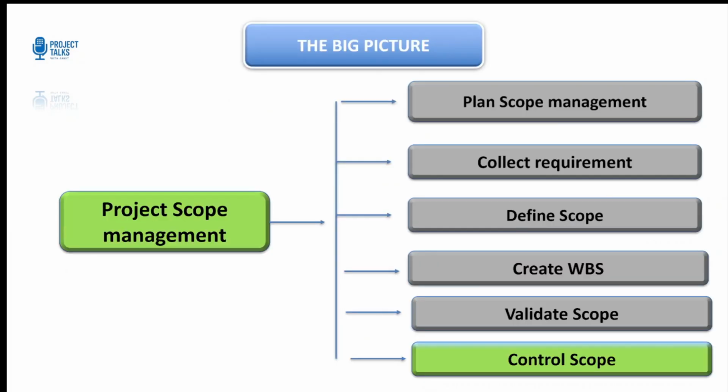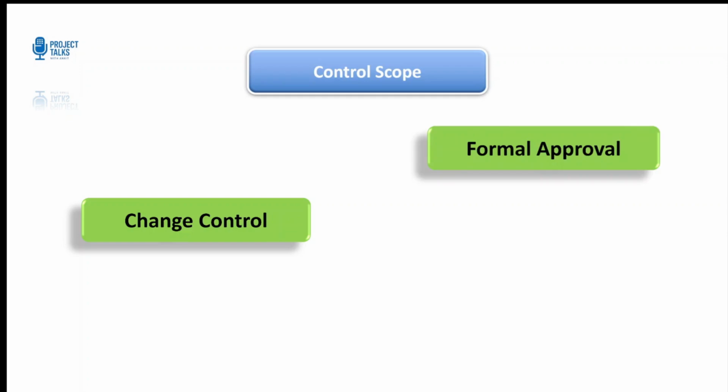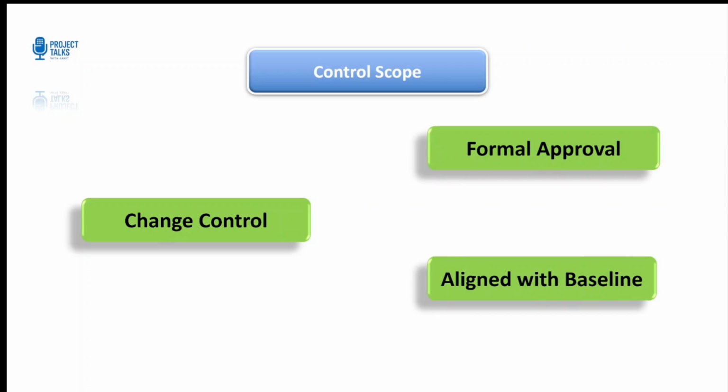All right. So far we have discussed plan scope management, collect requirement, define scope, creating WBS, validate scope. Now let's come to the final one, which is control scope. This is where the change control comes into play. Control scope ensures that any scope change goes through formal approval and that the project stays aligned with the baseline. It's actually quite simple. Understand it like this.